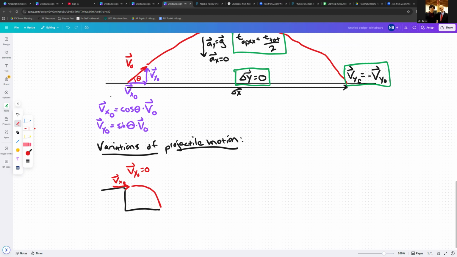So really the main difference here, other than the things circled in green, like this is no longer true. Delta y is no longer 0. The final velocity is not the same number as, but opposite to the initial. And there's really not a time to apex because, again, it kind of starts at the apex. It starts at the highest point and then goes down from there. But you might see that one. It's a fairly common one you can see.